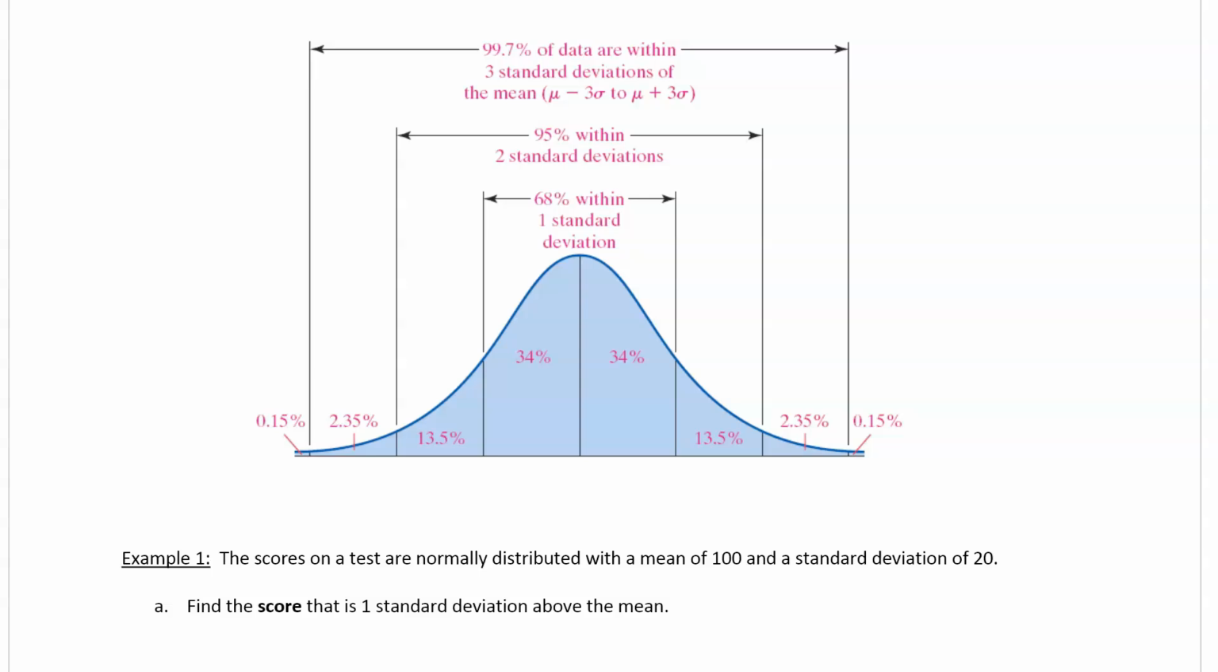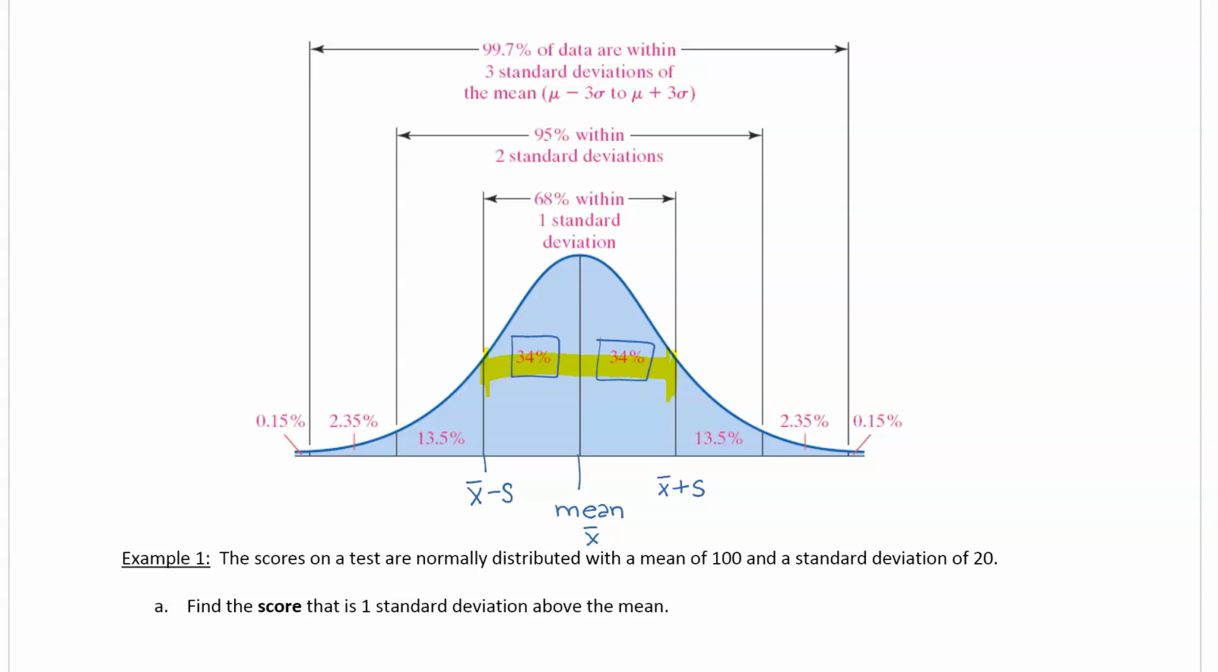For example, the empirical rule states that 68% of the data is plus or minus 1 standard deviation. So the mean is here, and to the right of the mean is plus 1 standard deviation, and to the left of the mean is minus 1 standard deviation. Since this section contains 68% of the data, if we divide that in half, we get 34% in each section as stated here.